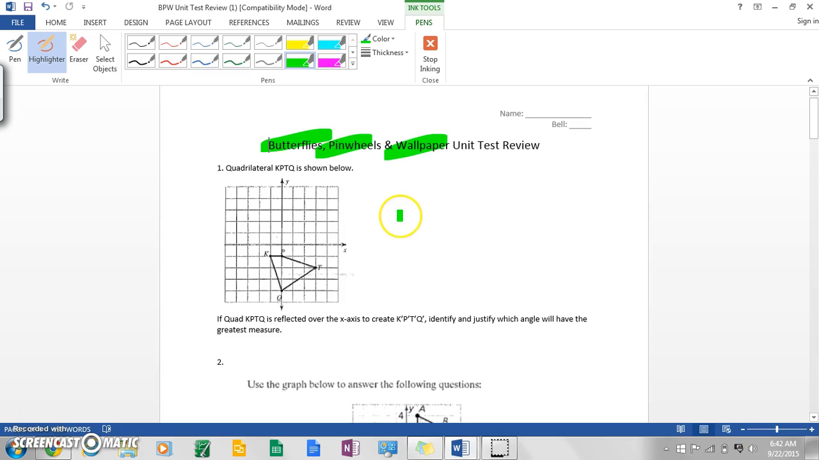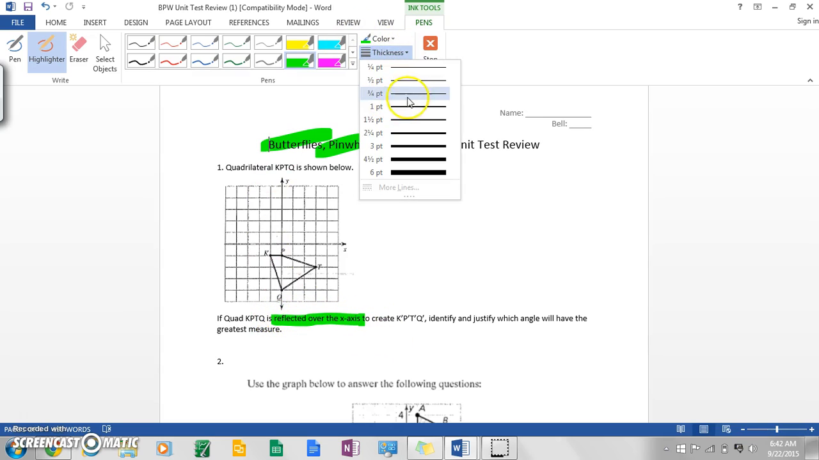Number 1, it shows quadrilateral KPTQ is shown below. It asks if quadrilateral KPTQ is reflected over the x-axis to create K prime, P prime, T prime, Q prime, identify and justify which angle will have the greatest measure. Let's look at this. First thing it asks us to do, it says if this quadrilateral was reflected over the x-axis. Okay, so we can do that first.